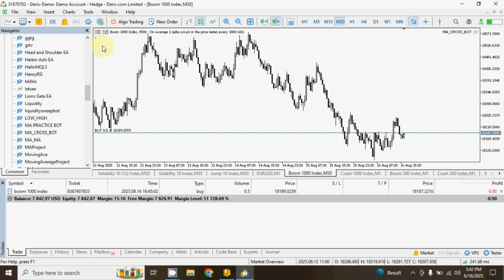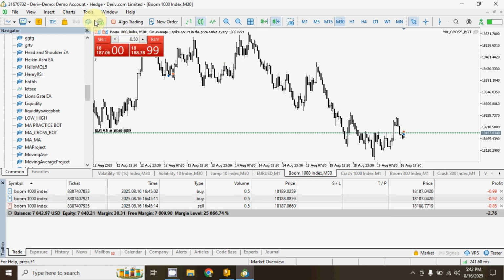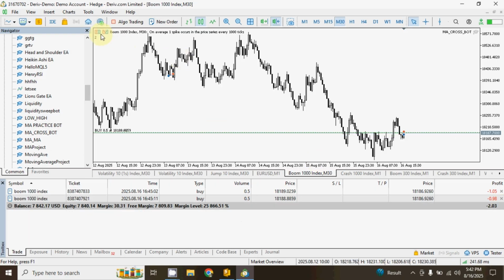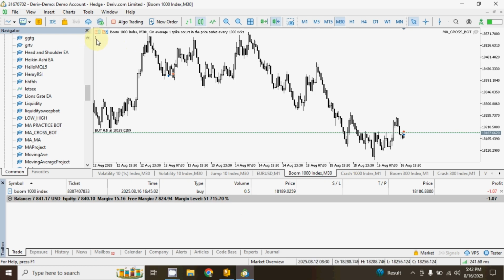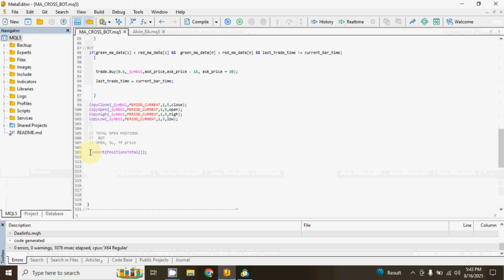Let me open like 2 more trades. Buy, sell. Now you see that we have 3 open positions on the account. If I close this position, this is going to change to 2. If I close this position, this is going to change to 1. If I close this, it is definitely going to change to 0 because we now have 0 open positions on the account. So basically, that is the function you can use to check the position total.